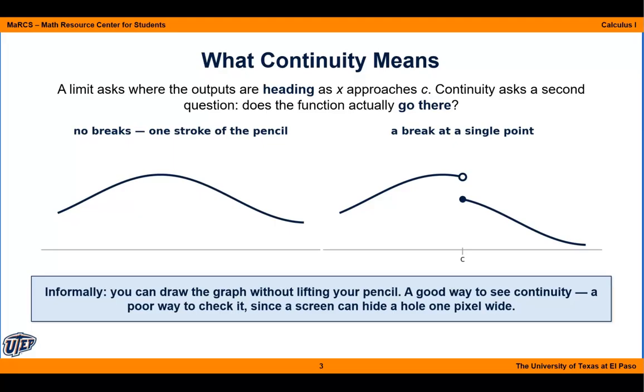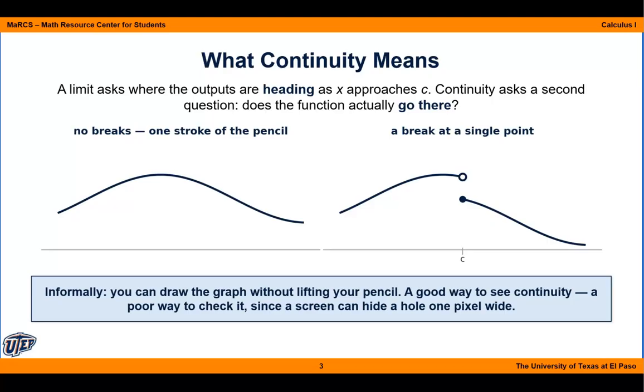A limit asks where the outputs are heading as the input approaches a particular value. Continuity asks an additional question: does a function actually arrive at the same value? The graph on the left has no break. As we trace the graph from left to right, the curve continues in one unbroken stroke.